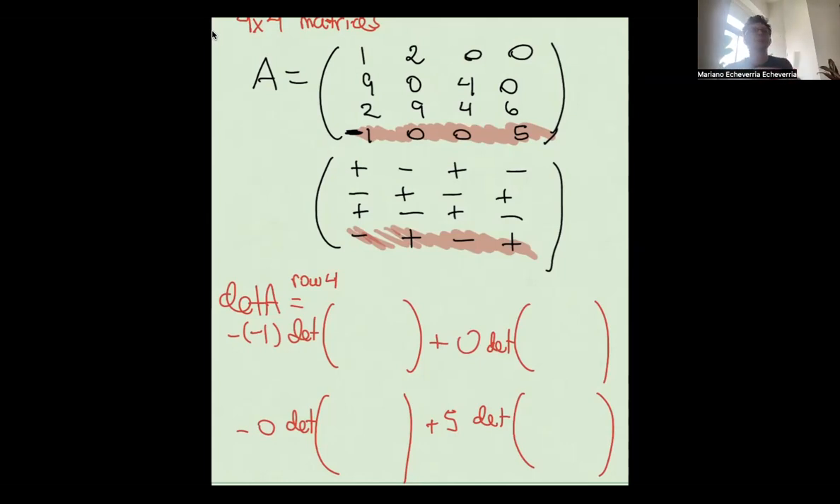And after this example, I'll show you that there are a couple of tricks before computing the determinant to create more zeros in the matrix. That also can help you.